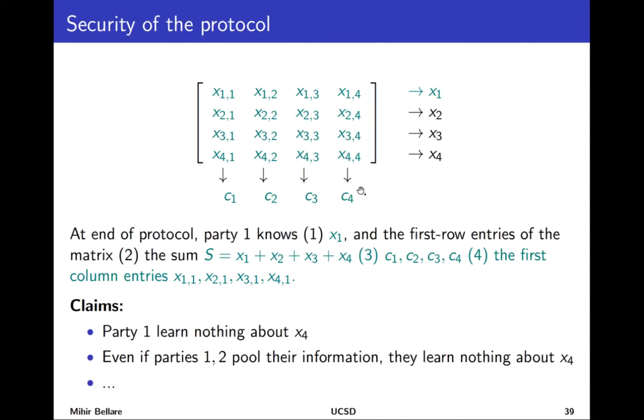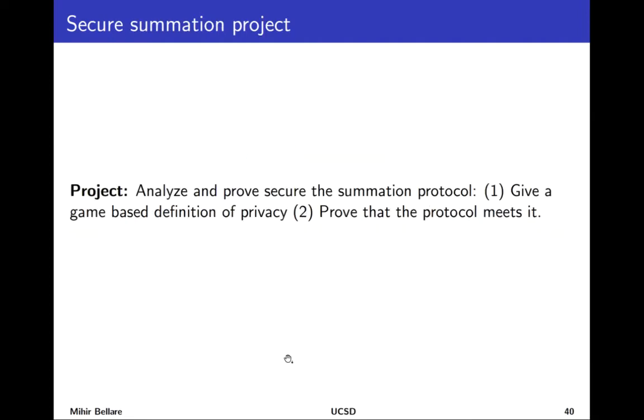Furthermore, you could imagine that 2 people in this protocol come together and try to pool their information to figure out a third person's information. And even that will fail up to some extent. So if parties 1 and 2 get together, they will still not learn what x4 is. If parties 1, 2, and 3 get together, they will learn what x4 is, however, naturally. So it's fun to play with this. If you want a project, you can try to do something like that.